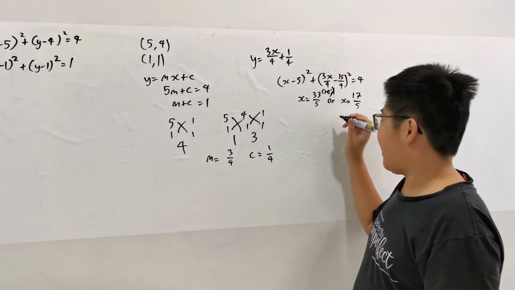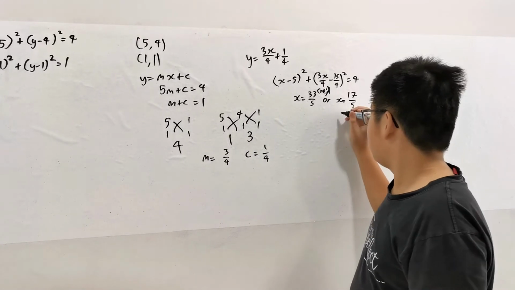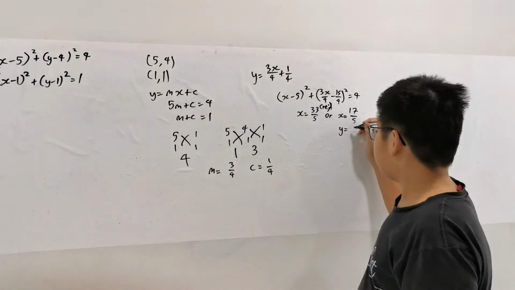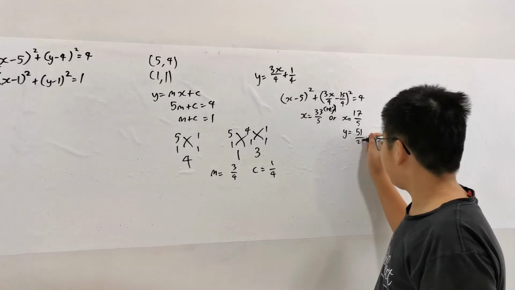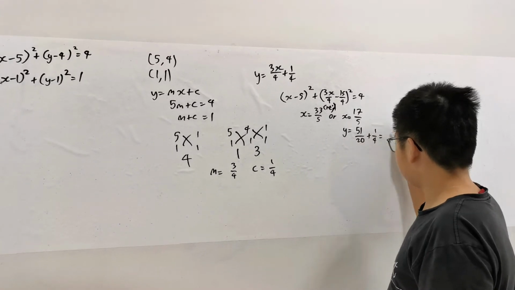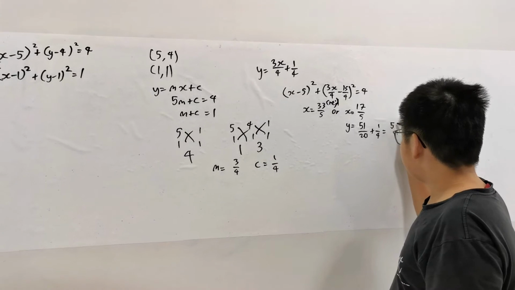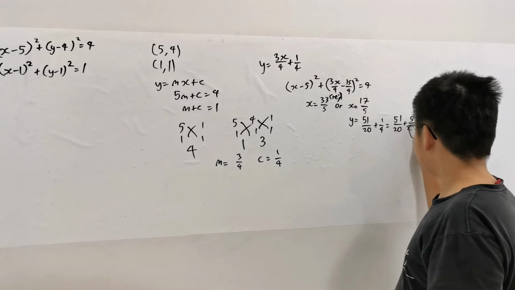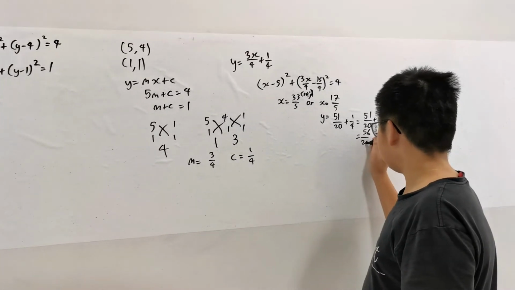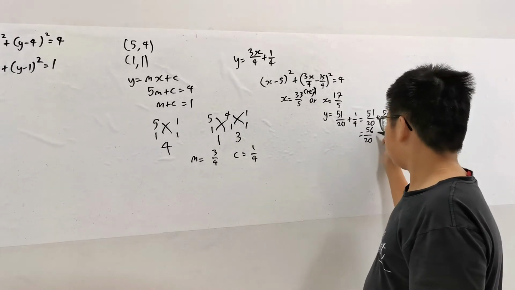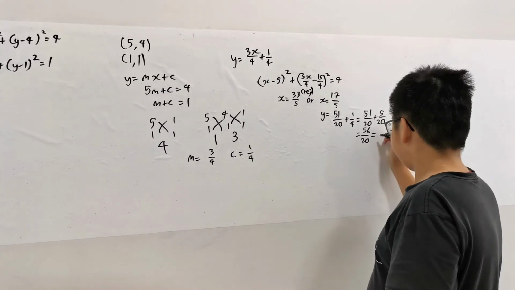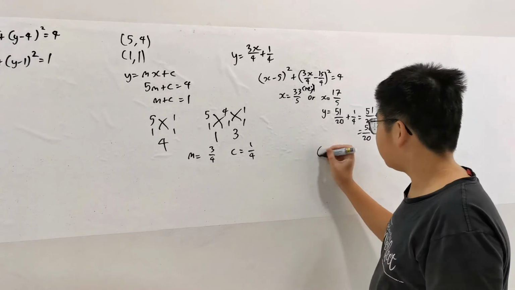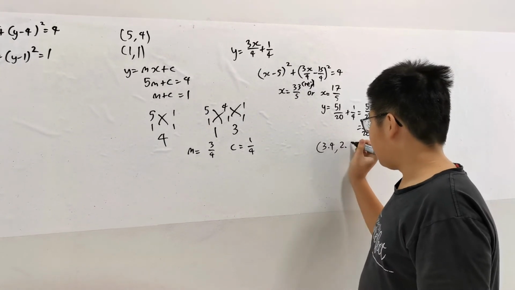So if x is 17 over 5, let's verify that y equals, actually, let's verify it right now. y is equal to 51 over 20 plus 1 over 4 equals 51 over 20 plus 5 over 20 equals 56 over 20. Did I get it right? Yes, so I did get it right. Then we simplify. Job done. So our coordinate here is 3.4, 2.8.